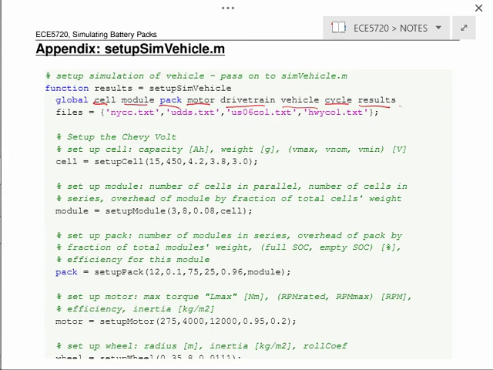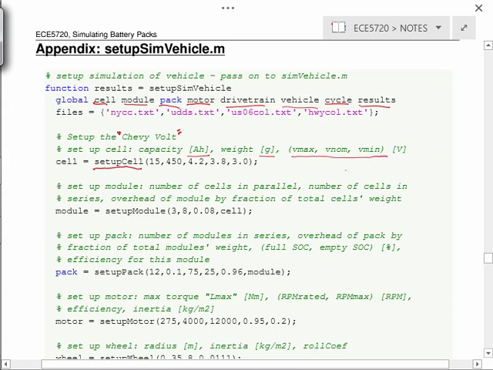To set up the Chevy Volt, in quotes, again, this is only approximately a real Chevy Volt, we first set up the type of cell that is being used by the battery pack. And there's a procedure down below called setup cell that puts data into a structure. And the data that we're putting in, we put in the capacity in ampere hours, the weight in grams, the voltage max of the cell, the nominal and the minimum voltage of this cell. All of those get determined.